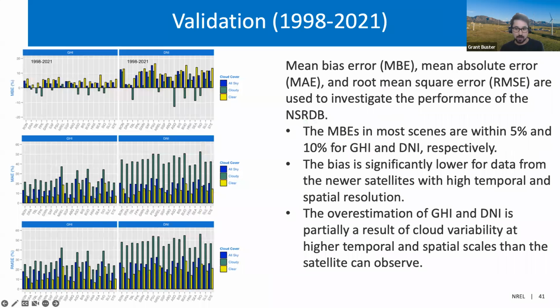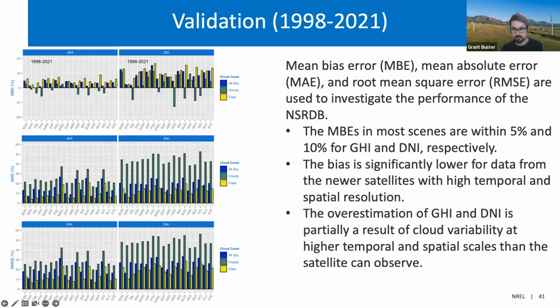We do a variety of validation metrics. On the left, you can see the mean bias error, mean absolute error, and root mean squared error, both for GHI and DNI. You'll notice right off the bat that the DNI tends to have higher error, which is not terribly surprising given that as soon as a cloud passes over, the DNI basically drops to 0, so the relative error is going to be quite high. However, the bias errors are quite low. We try to keep them within 5% for GHI and 10% for DNI.